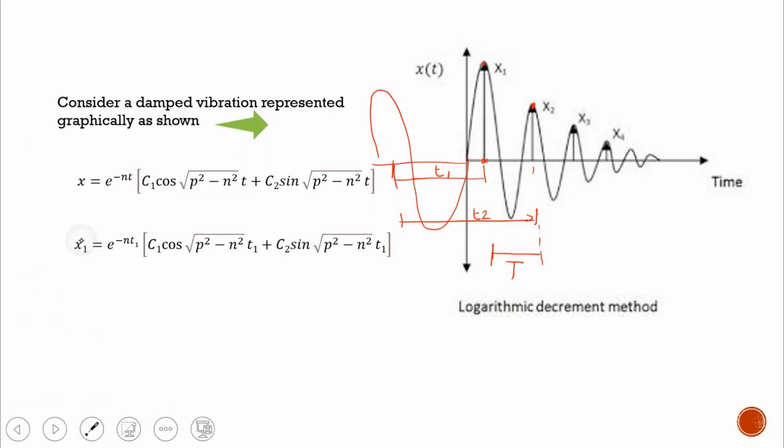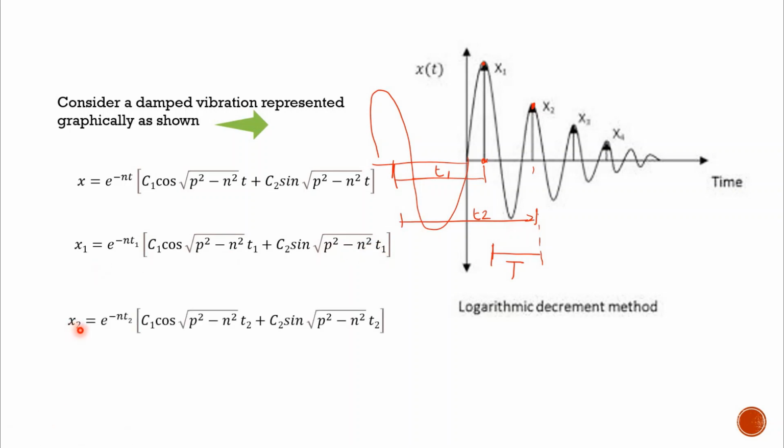So for x1, we can write the equation in terms of t1: x1 is equal to e raised to minus n t1, c1 cos root of p square minus n square into t1, plus c2 sine root of p square minus n square into t1. Then x2 is equal to e raised to minus n t2, c1 cos root of p square minus n square into t2, plus c2 sine root of p square minus n square into t2. So this is the equation for x2, and this is the equation for x1.